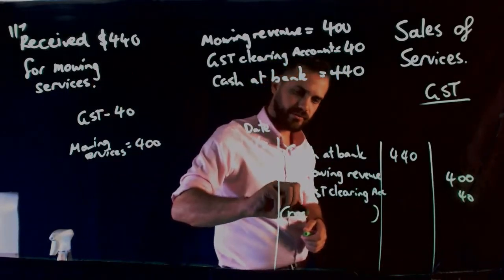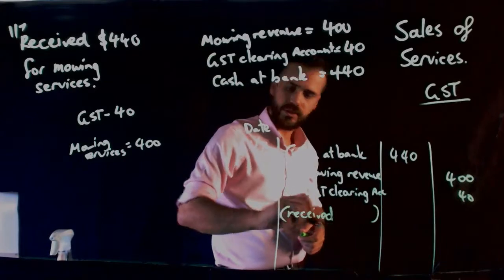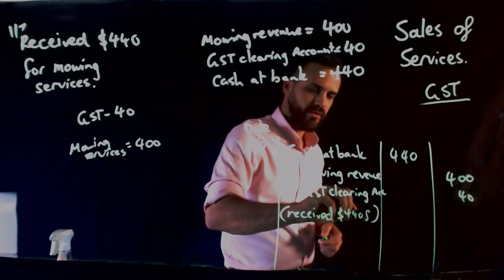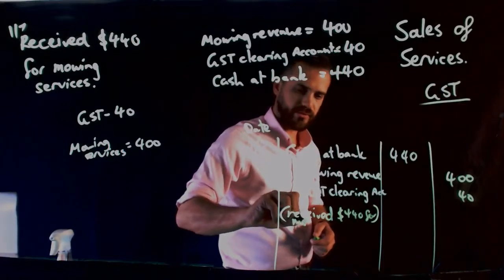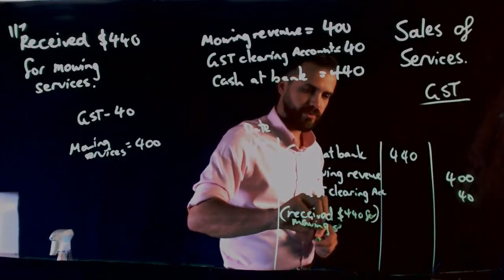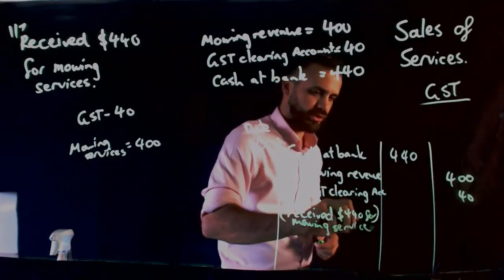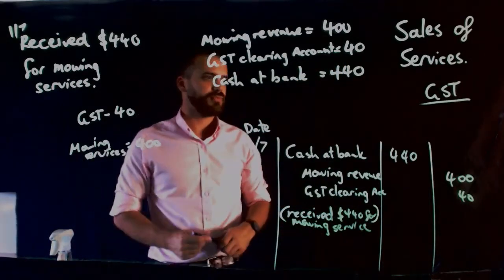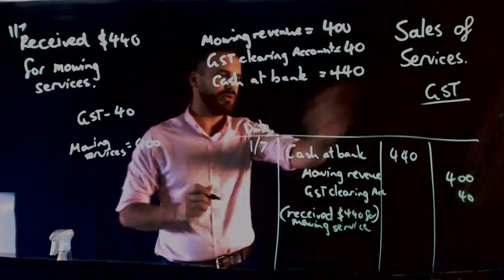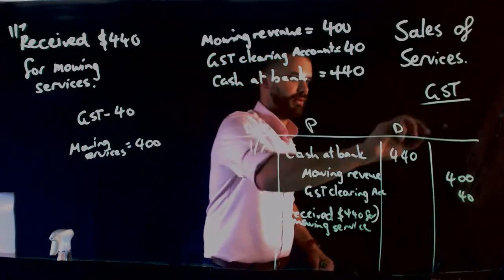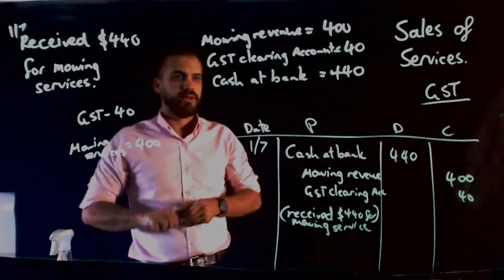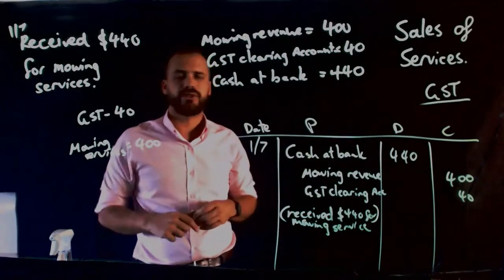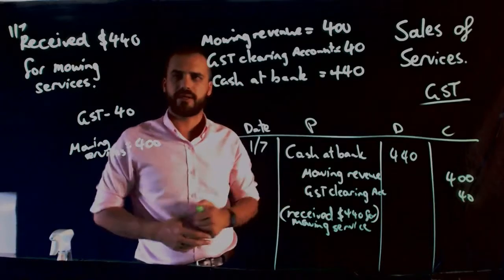Received $440 for mowing service. You can probably come up with a better journalizing transaction. That'll do. Okay, and you should have also labeled all of that, particulars, debit, credit. Don't do that. Guys, don't do that. Be better with that.